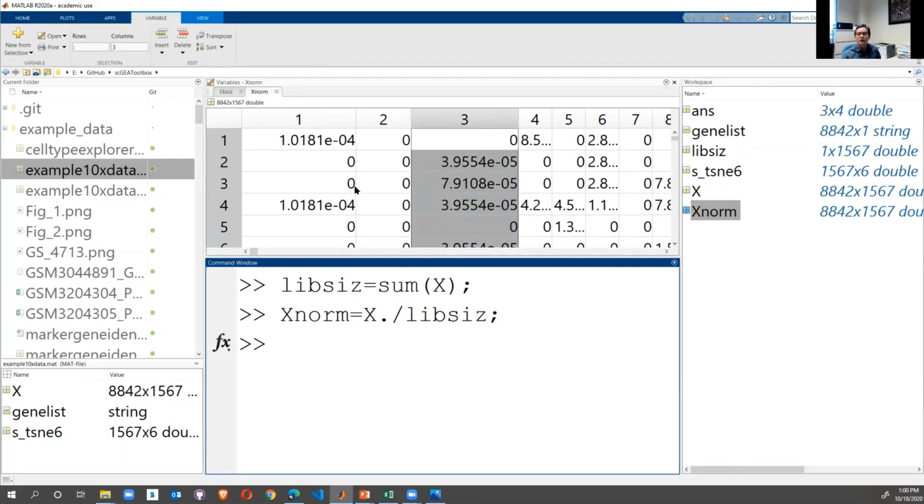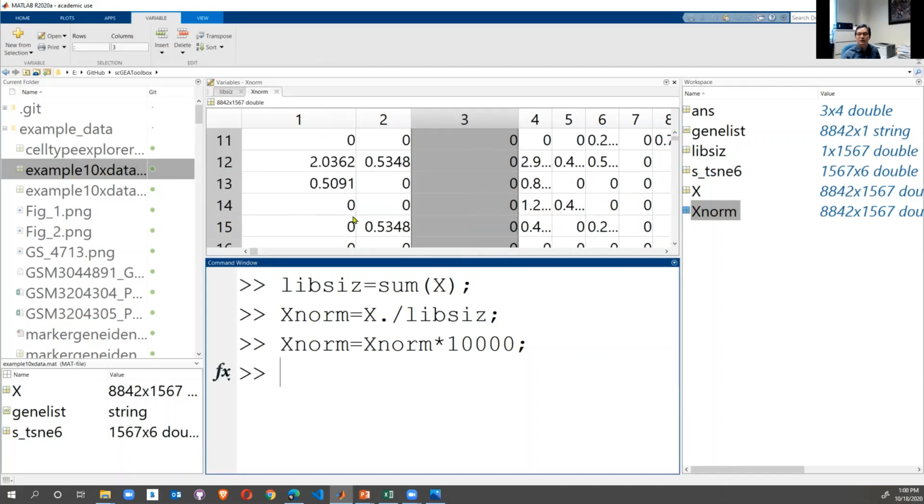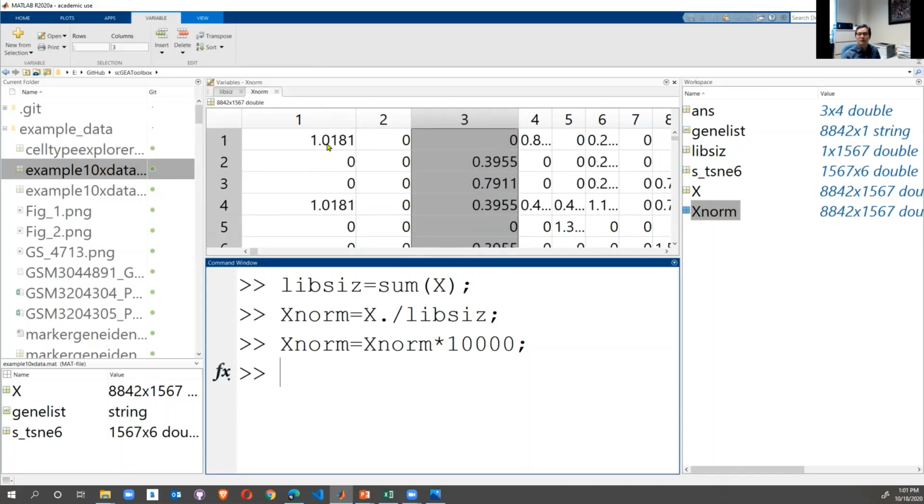Oftentimes, this value is too small. So you may want to make the value larger by multiplying it by a constant. So in this case, I use 10,000, and then you change the value, so it gives you reasonably large expression values.